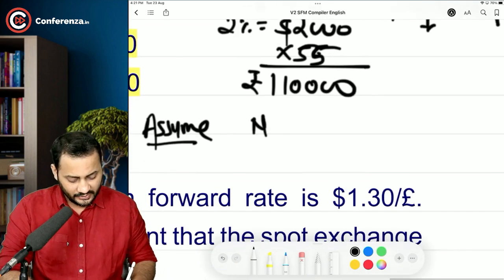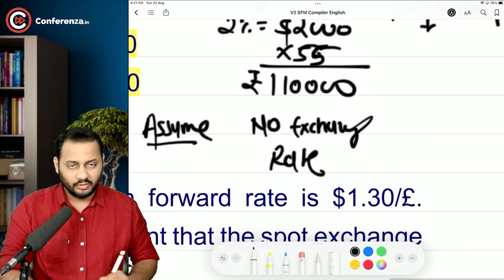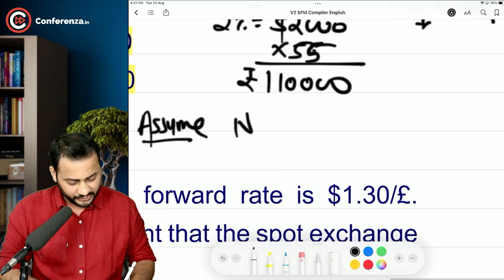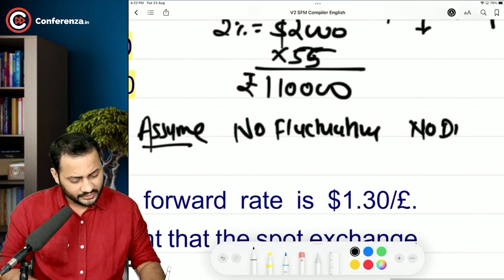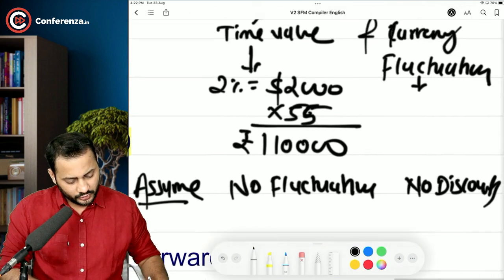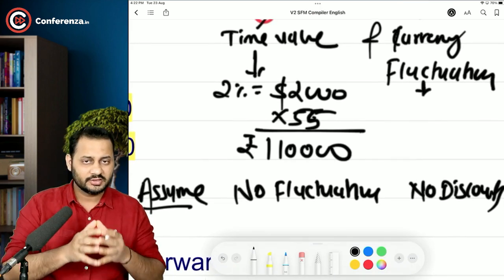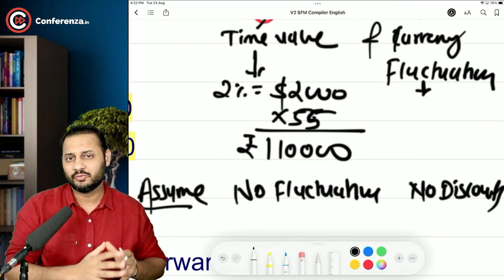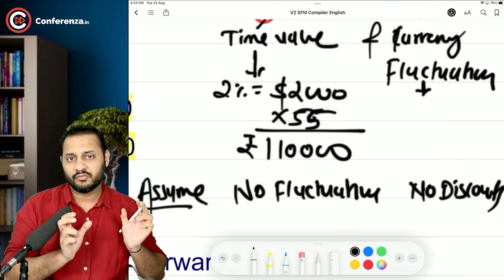In this case, you will assume no exchange rates are available in the market, or you will say that exchange rates will not fluctuate, no fluctuation. And in this case, you will assume there are no discounts. So if you make the payment today, you will have to make it $1 lakh because there are no discounts. And if you make the payment after 90 days, you will assume $1 lakh. So in both the cases, you will keep the net amount $1 lakh.